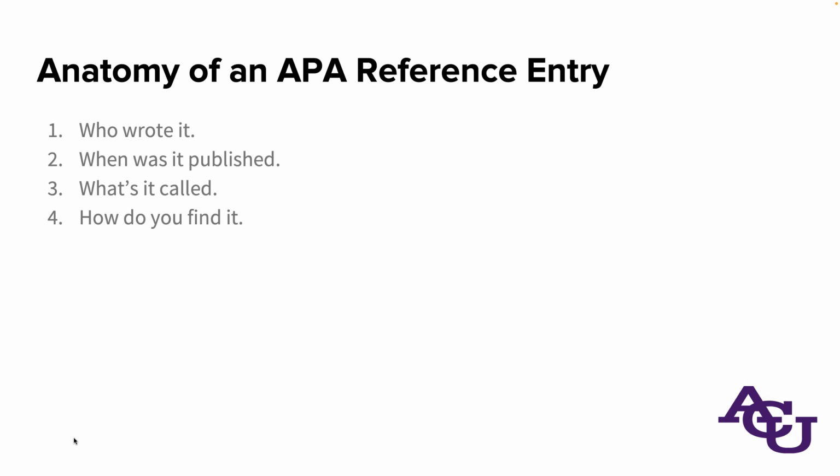Now, for the citations, it's always author date, sometimes with an additional thing about the page number if you're quoting directly, or a timestamp if you're quoting from a video. But author, date, and then possibly, how to find that specific thing within it. For a reference entry, it's who wrote it, when was it published, what's it called, and how do you find it?